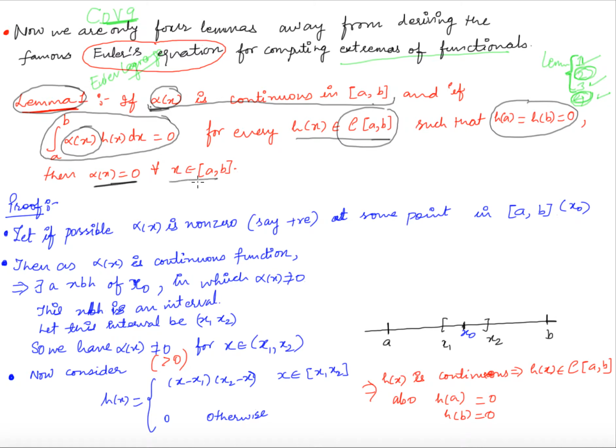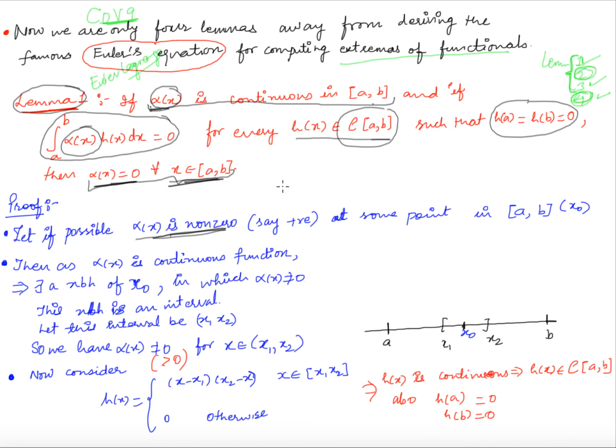Okay, so let us prove it. It is very simple. As usual we'll go by contradiction. We want to prove that alpha x is equal to 0 for all x in AB. So suppose there is some point in this interval AB where your function is not 0. If it is non-zero it can be positive or negative. You can also assume that it is negative, but right now we are assuming that it is positive.